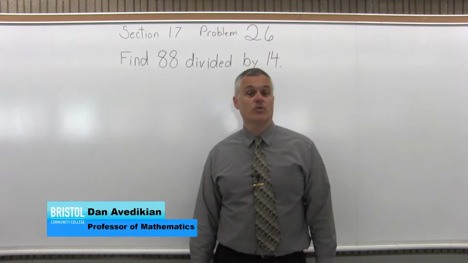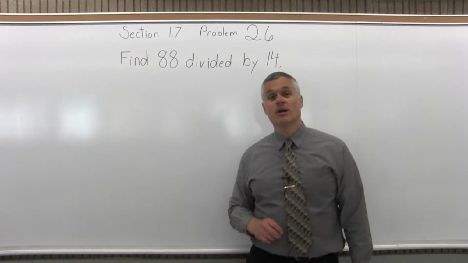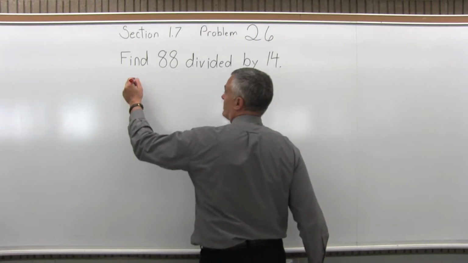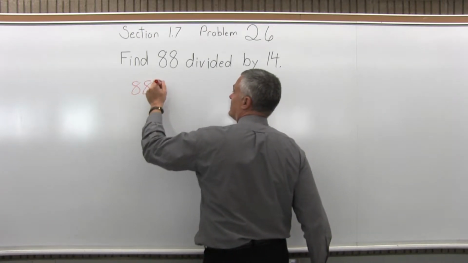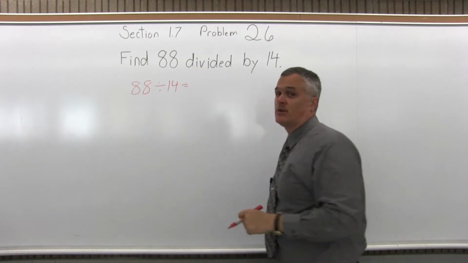This is Section 1.7, Problem 26. It says find 88 divided by 14. If you have a calculator available, the way you would want to enter it is 88 divided by 14 equals, and the calculator will tell you the answer right away.